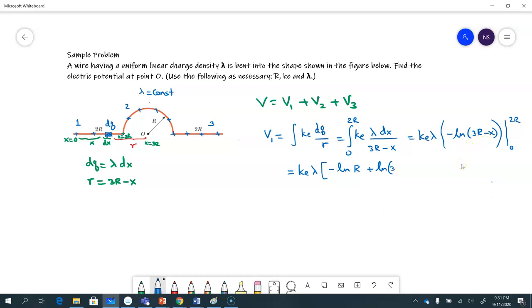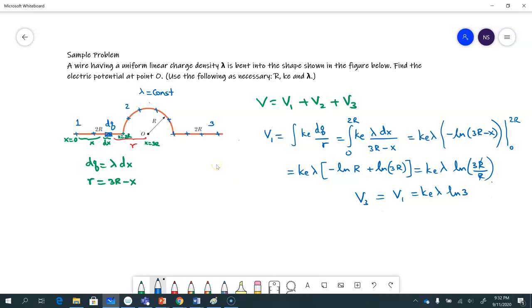I can actually leave it like this, but we can simplify a little bit so it looks cleaner. So it's ke times lambda, and this I can simplify as natural log of 3r divided by r. The r goes off, so this is ke lambda times natural log of 3. That's your V1, and it's also the same as V3. So we've calculated those two parts, and now we just have to calculate the semicircular part.